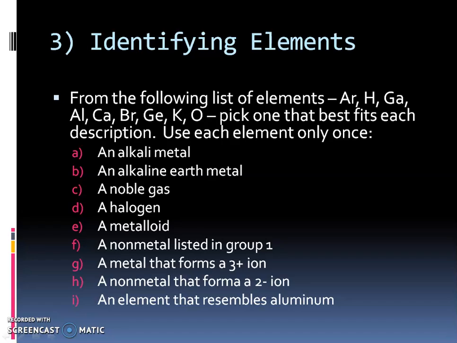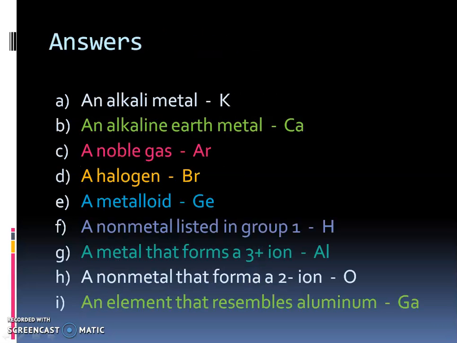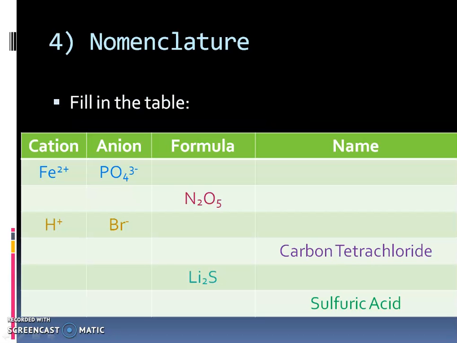Number three, here you probably need your periodic table. And here are your answers, and hopefully those make sense. Number four is just nomenclature. So again, you need to list the cation, the anion, the formula, and the name. And again, you should have out your periodic table that you'll be able to use for your exam, but nothing else.